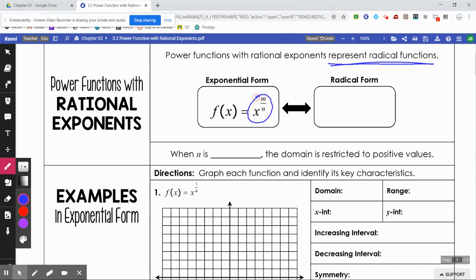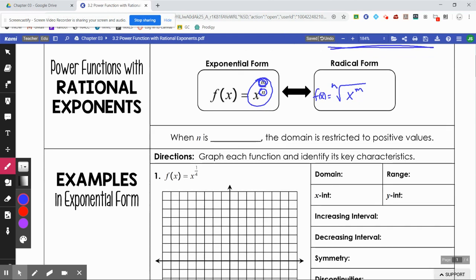X to the m over n power, reminder, would be written as the nth root of x to the m power. So f of x equals the nth root of x to the m power. The bottom number is the index on your radical. The top number is an exponent.